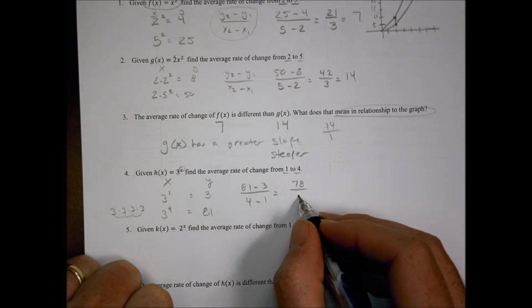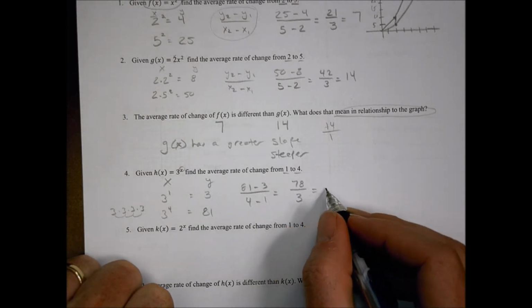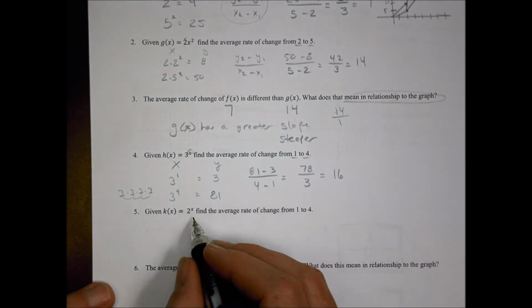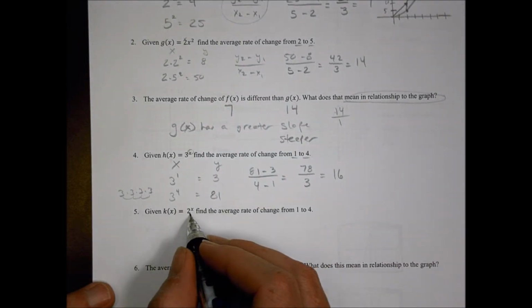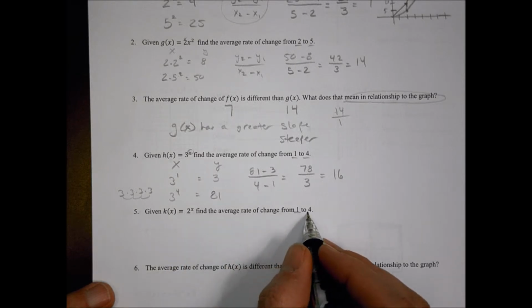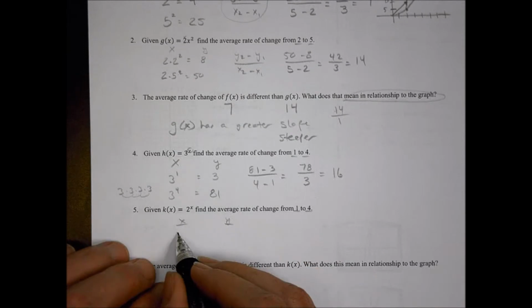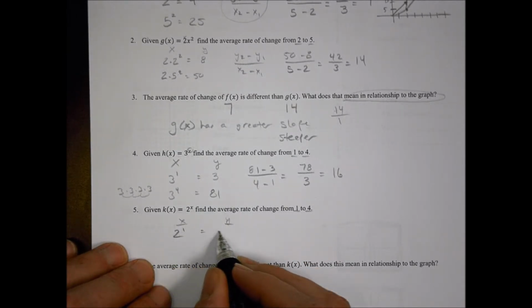41 minus 1 is equal to 3. That does reduce down to 16, believe it or not. All right, then we have, given k of x is 2 to the x power, find the rate of change from 1 to 4. So same idea, here's my x, here's my y. So we're going to do 2 to the first power, which equals 2.